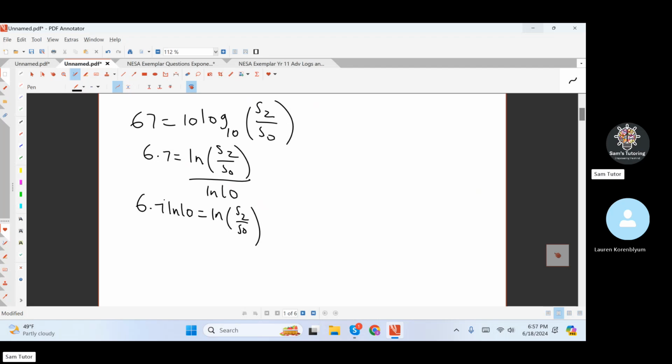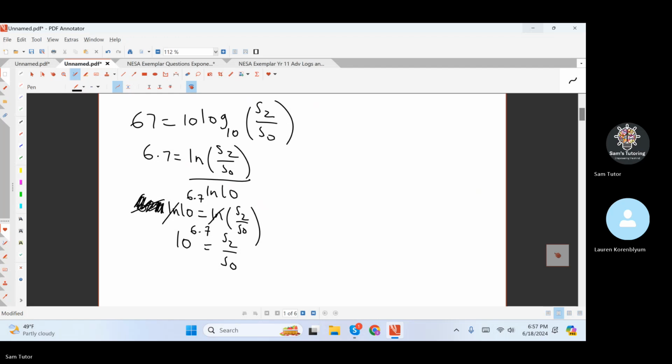And then what are you going to do with the ln's? Now that you have ln equals ln, you can just get rid of your ln's. So you've got 10 to the 6.7 equals S2 over S0.